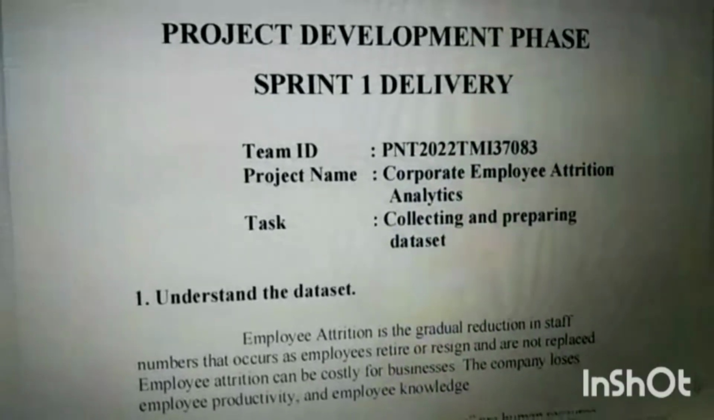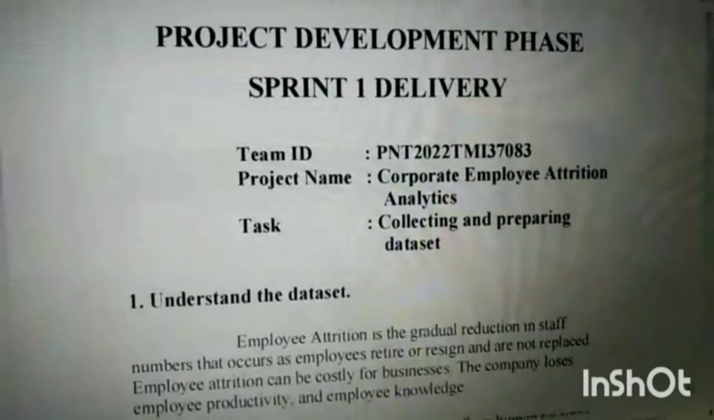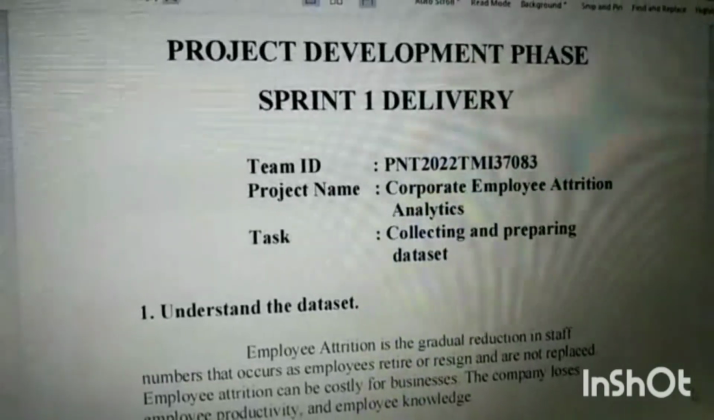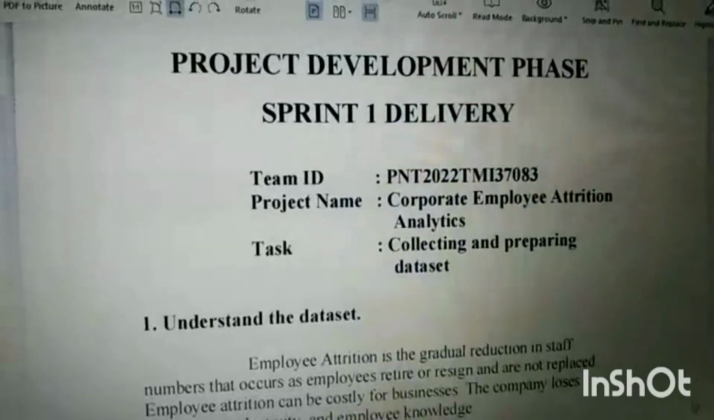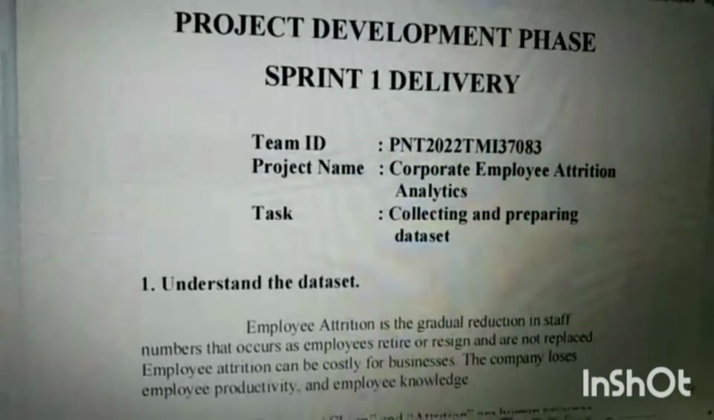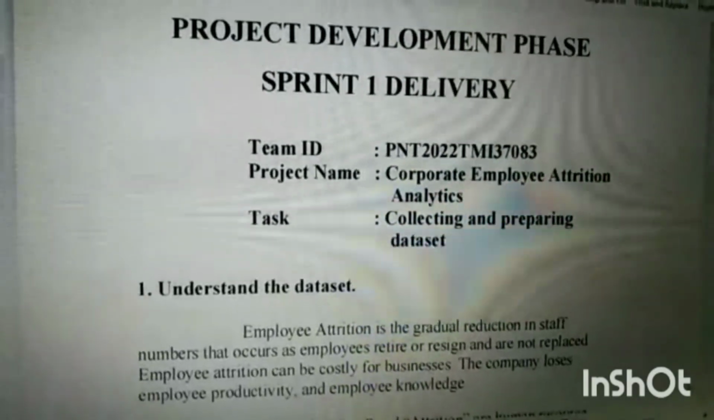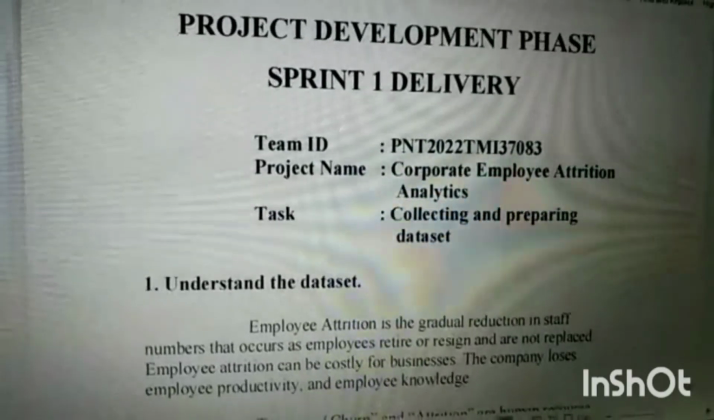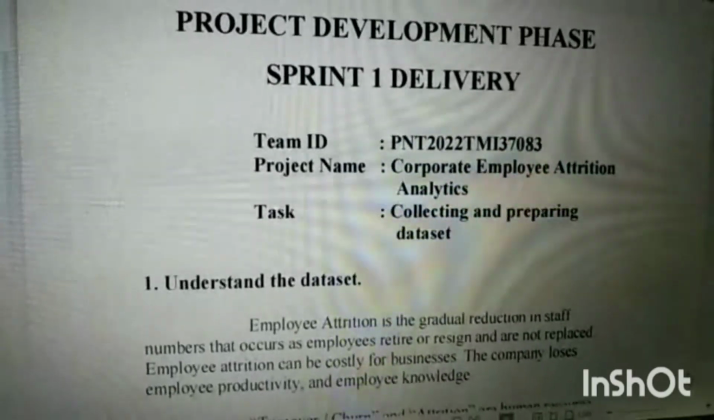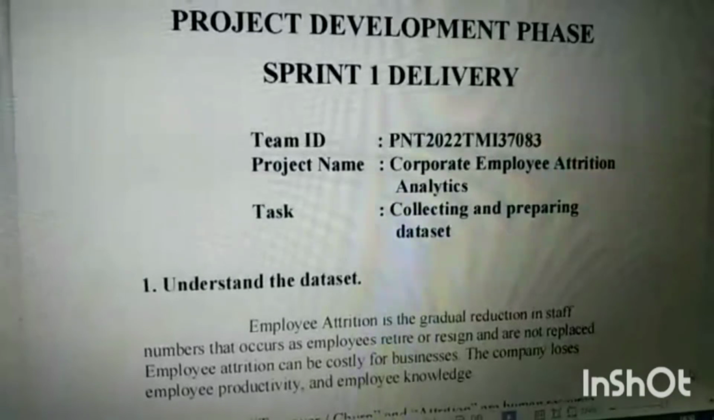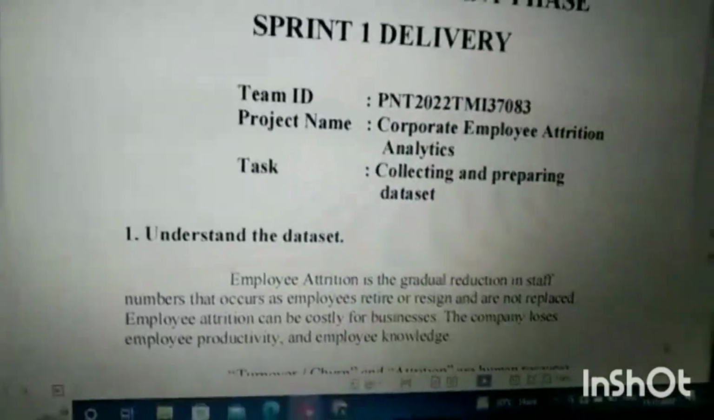In Sprint 1, we collect an employee dataset from Google. Through the employee dataset, we predict and analyze the employee's data. Then we perform different operations, visualizations and dashboards using IBM Cognos, an analytics or business intelligence tool. After this, I'm going to explain how to understand the dataset.